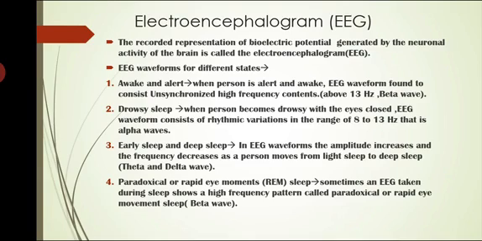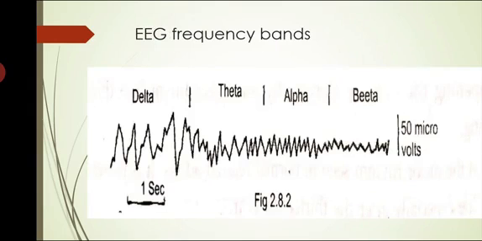So why are we getting this wave? Because during the deep sleep that person may be dreaming or mental activities are going on. So that's why we are getting this beta pattern during the deep sleep. So that's why it is called paradoxical or REM.